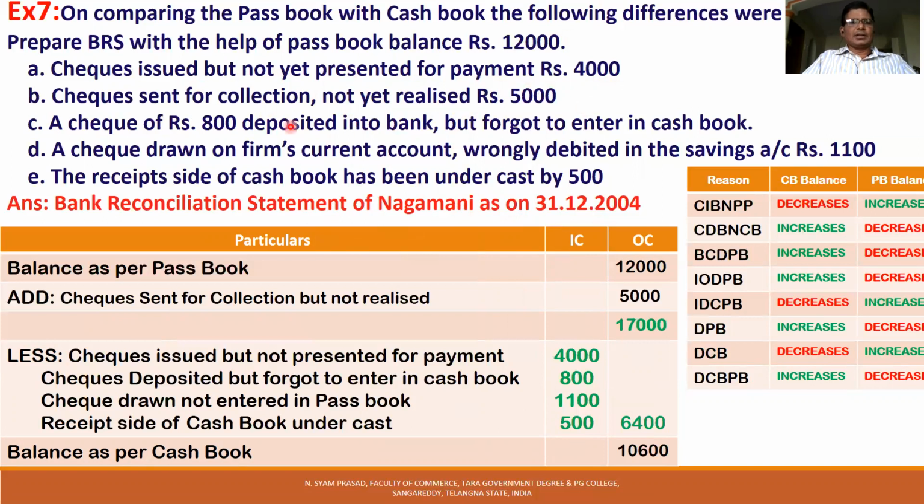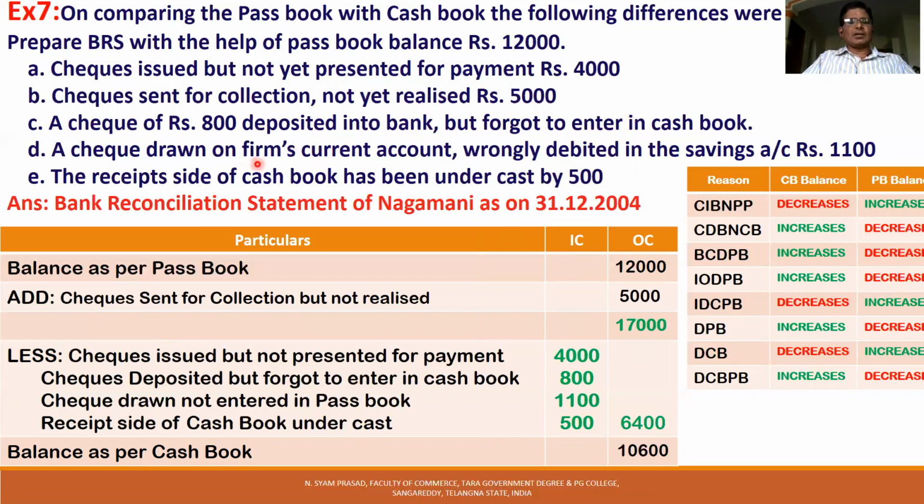Straight point. Checks sent for collection not yet realized. This is also checks deposited but not credited. Checks deposited but not collected means checks sent for collection not yet realized. A check the agent deposited into the bank account but forgot to enter in the cash book. Check deposited, sent to bank, they realized, but not entered in the cash book. This is a new point, a very important point.